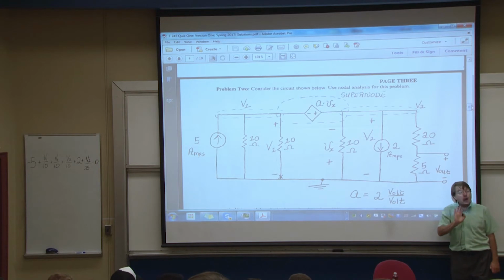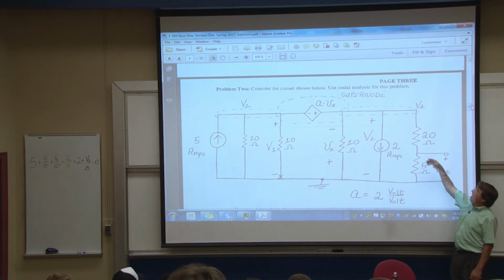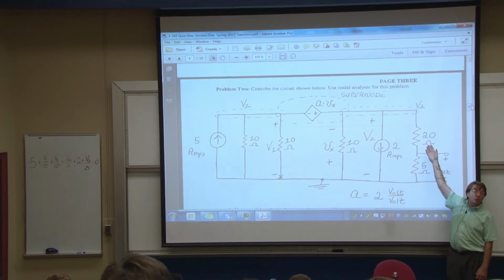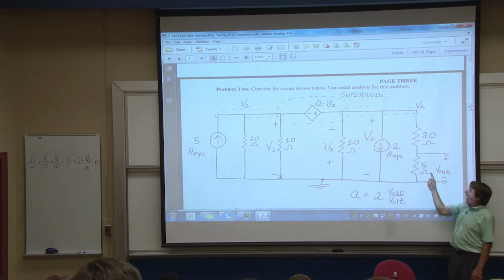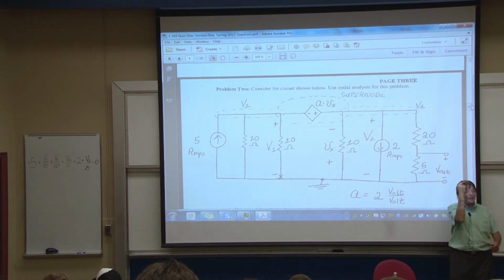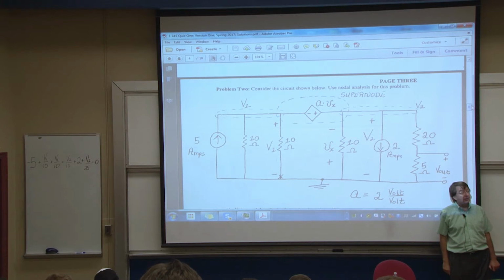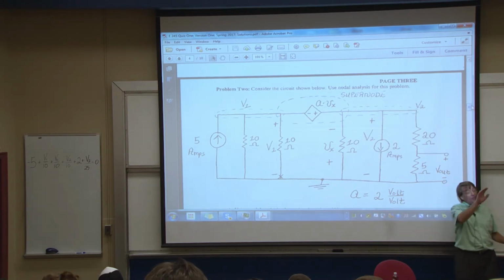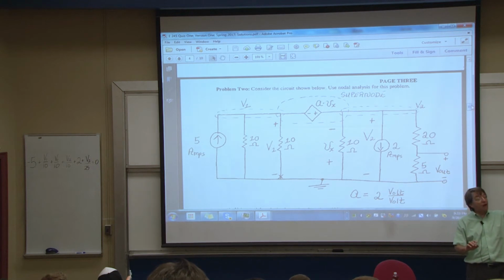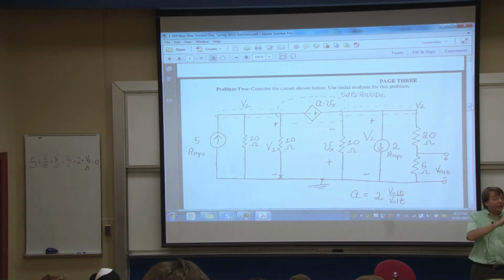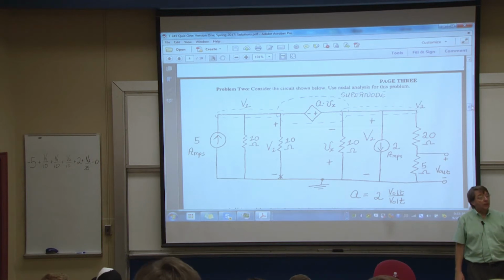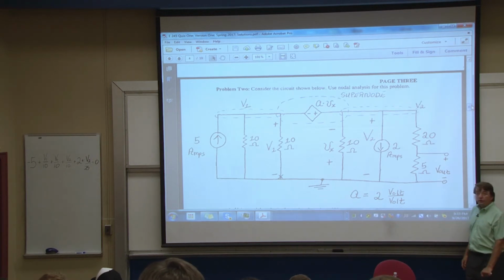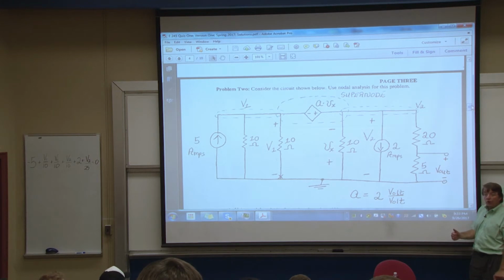So here's how I approach this problem. If I know the value of V2, I can use voltage division like that to get V out. So for the time being, I'm ignoring V out. Confident, Devin, that if I can solve for V2, it's a one-liner to get V out. All right. So, my colleagues, are we all good?